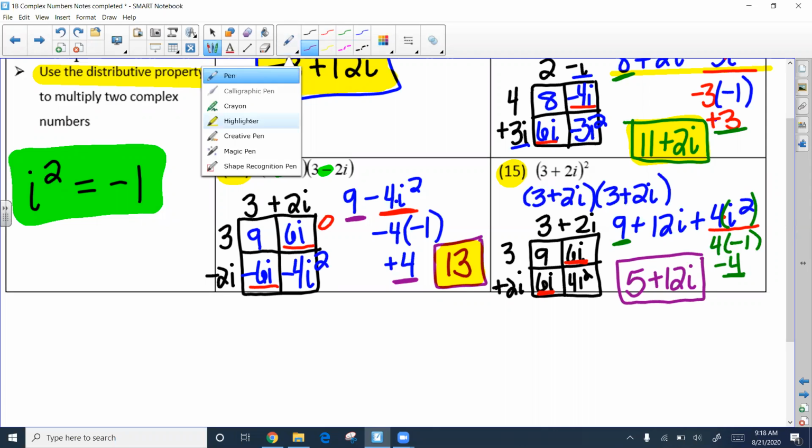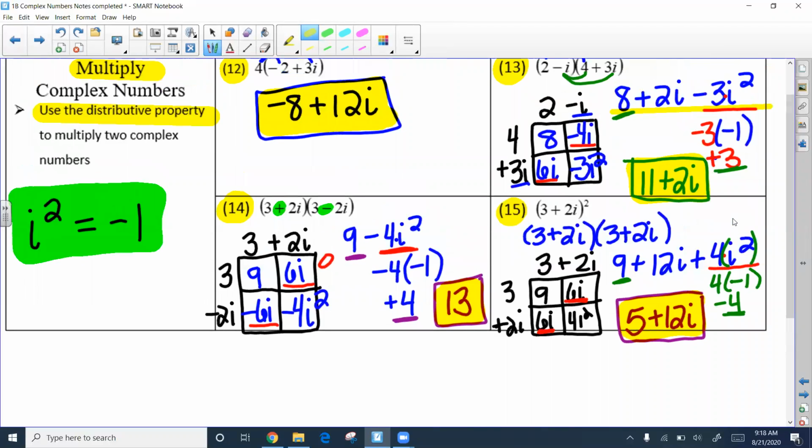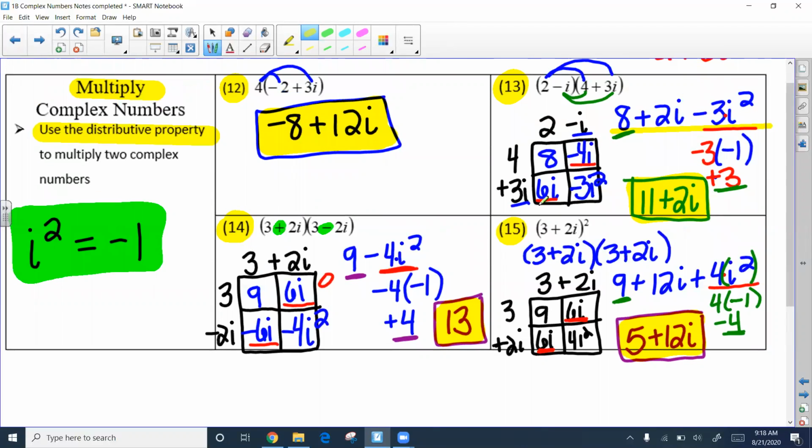So on this one, because they were both plus 2i, the i's did not add up to 0, and then we still had to simplify the i squared part. With multiplying, we have to use the distributive property, which we could use the box method to help us with. But the key thing on all of these is they all had an i squared on 13, 14, and 15, and we had to use the fact that i squared is equal to negative 1.